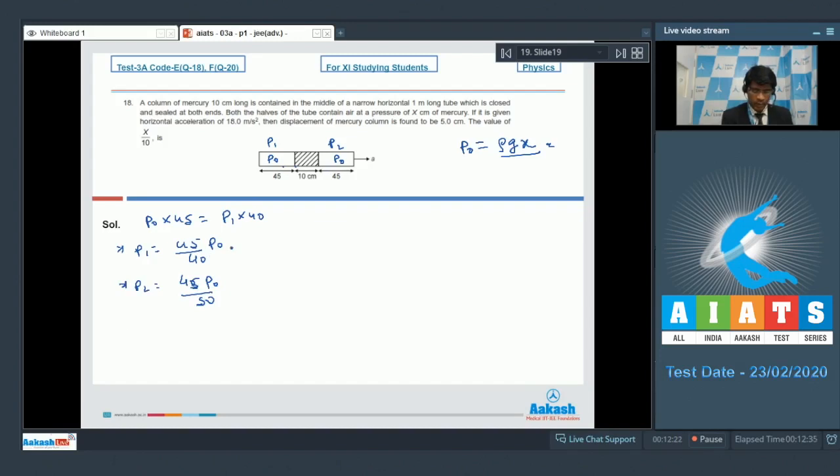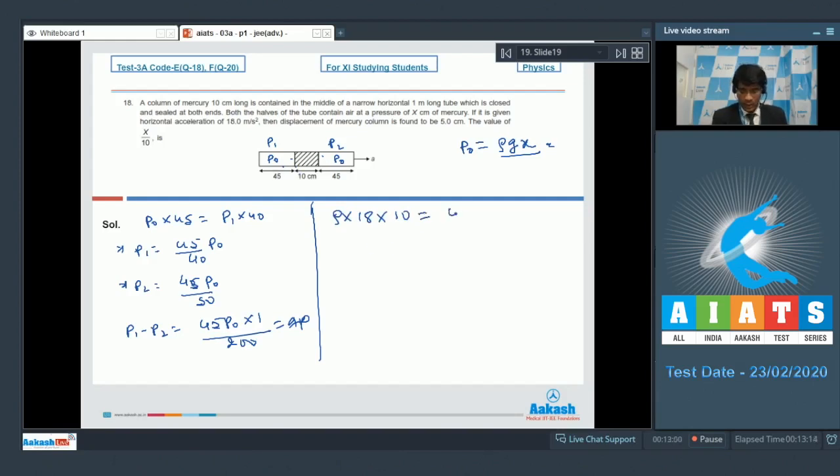So the change in pressure, P1 minus P2, will be 45 P0 into 1 divided by 40 minus 1 divided by 50. It will come out to be 1 divided by 200. This is the pressure difference we shall have here once the system is accelerating forward with the acceleration of 18 meter per second square. So corresponding to this acceleration, the pressure difference would be written as rho into acceleration being 18 and the distance 10 in centimeter, and it must be 45 divided by 200 into P0.